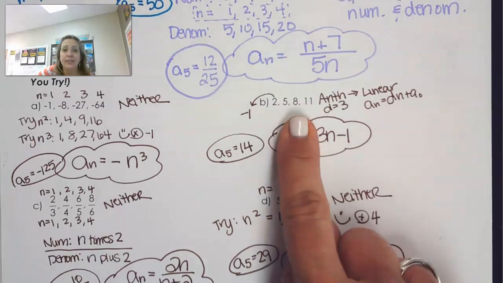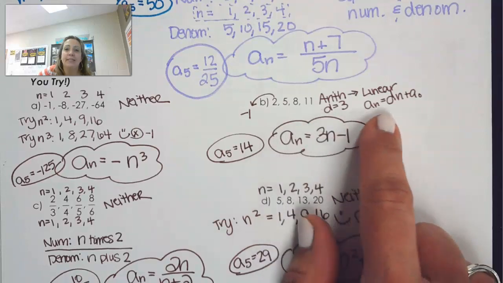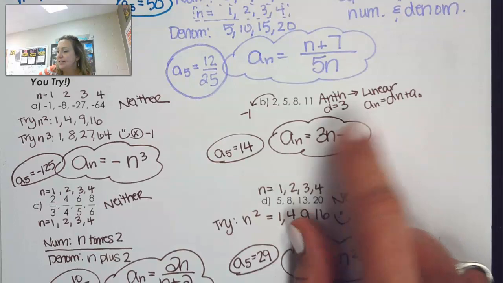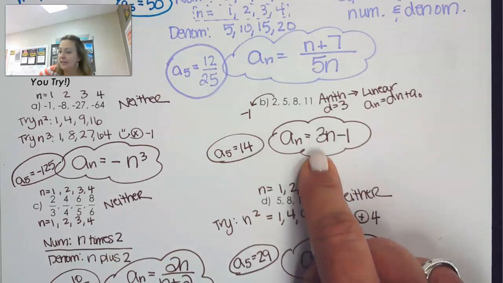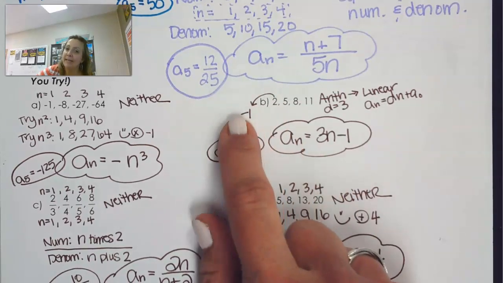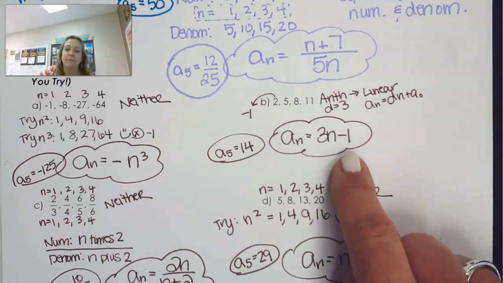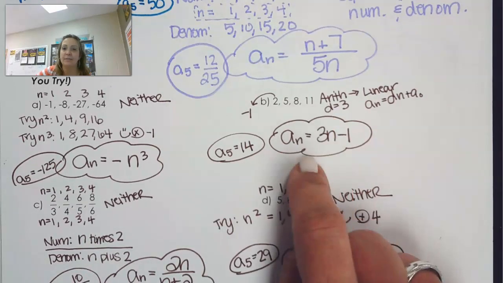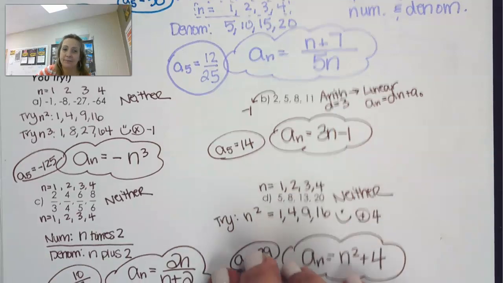Letter B, hopefully you didn't do too much work here. This time we're adding 3 each time, which means it's arithmetic. So we can use this rule. Because the common difference was 3, and if I work backwards, my a sub 0th term is -1. That would be my rule. And then if I have my a sub 5, again, I could add 3 to this or even substitute 5 in here and I get 14.